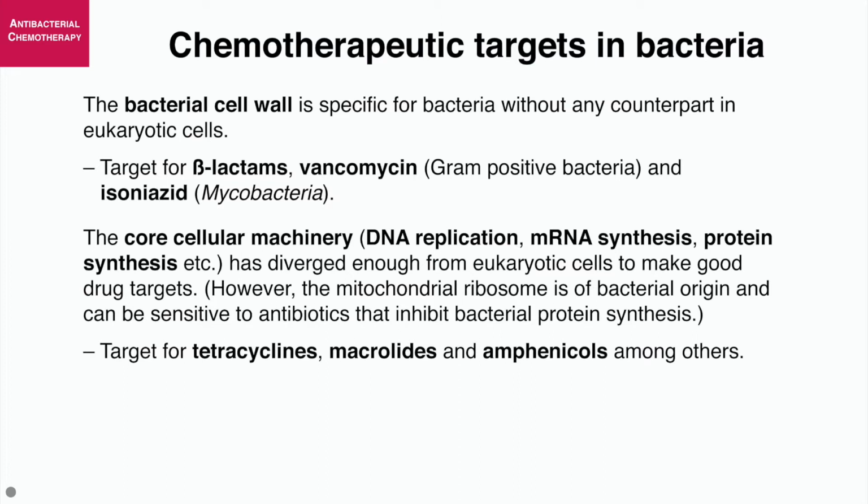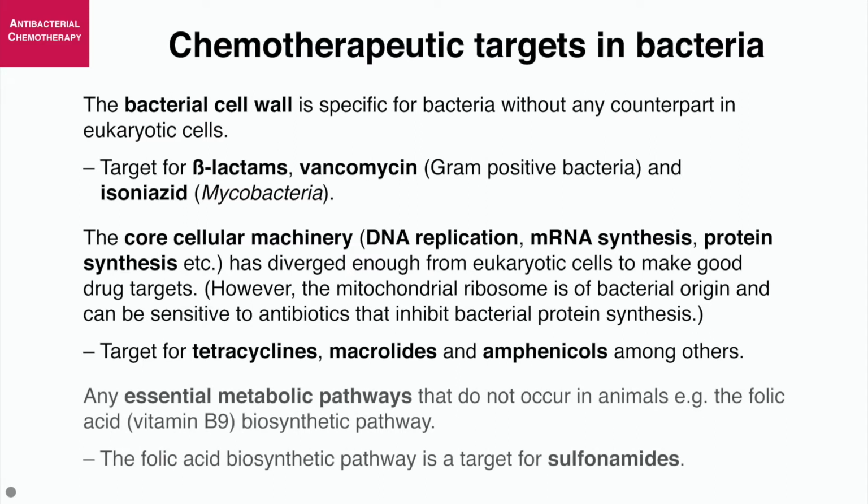However, it should be noted that the mitochondrial ribosome is of bacterial origin and can therefore be more sensitive to antibiotics than the cytosolic ribosome. There are also essential metabolic pathways in bacteria that do not have counterparts in human cells. One such pathway is the folic acid biosynthetic pathway in bacteria, which is the target of sulfonamide antibiotics.